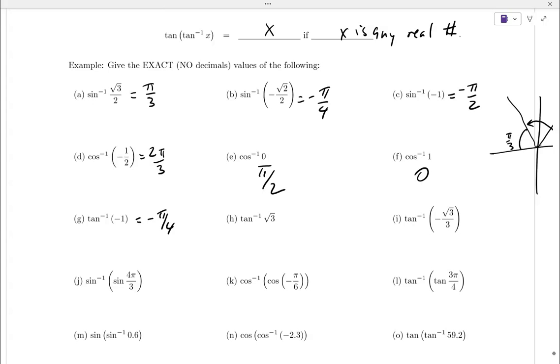Now you can check your answer that way, right? Sine of pi over 3 is root 3 over 2. Cosine of pi over 3 is a half. And I really do get root 3.